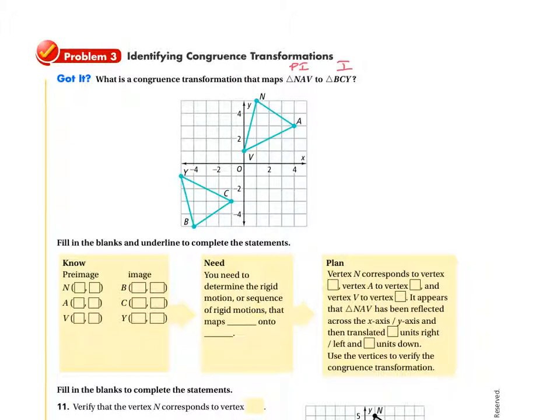So Ian said, well, maybe we'll reflect over the x-axis. I don't know, let's try that. So if we reflect over the x-axis, here's your x-axis, right? So V is 1 unit away, so wouldn't V prime be here? A is 3 units away, so A prime would be here. And then N is 5 units away, so N prime would be here.